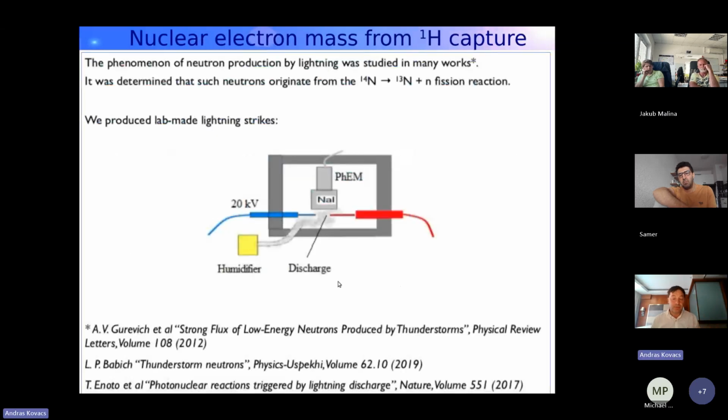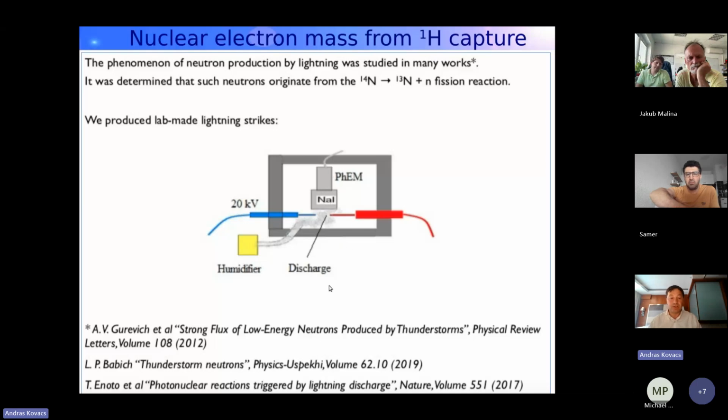Yes. So now we actually look exactly at the neutron, because the second experiment, which was done by my co-authors, is exactly nuclear electron capture by a proton. Our experiment is an artificial lightning experiment. What you see here is a humidifier that generates moisture, and we have a 20 kilovolt spark discharge gap. This whole setup is in a shielded box with a sodium iodide based gamma spectrometer.